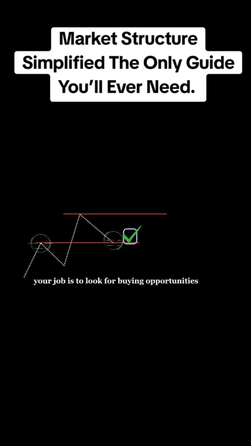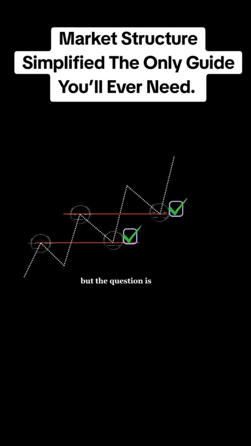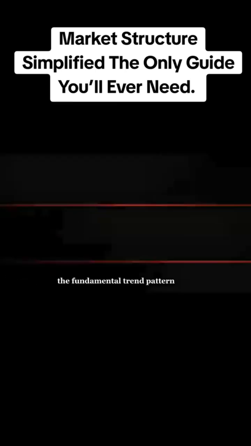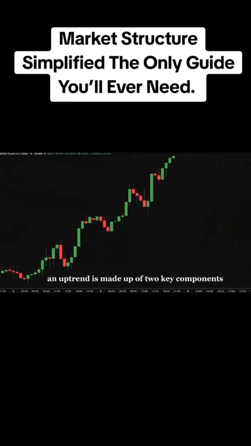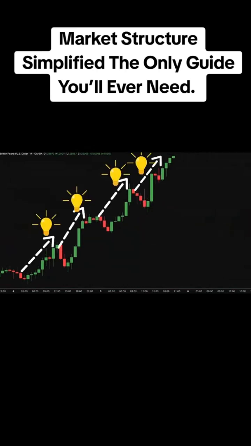Now, as we said earlier, when the market is in an uptrend, your job is to look for buying opportunities. But the question is, how do you find the right time to buy? To answer that, you need to understand what we call the fundamental trend pattern. An uptrend is made up of 2 key components. Impulsive moves. These are strong, directional moves upward, showing that buyers are aggressively pushing the market.